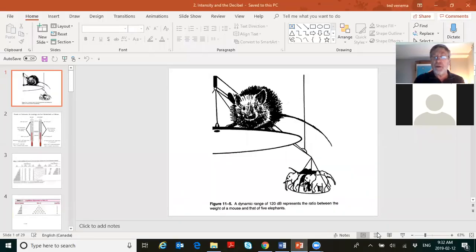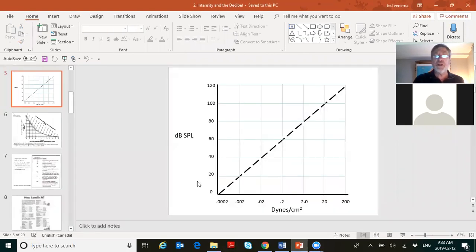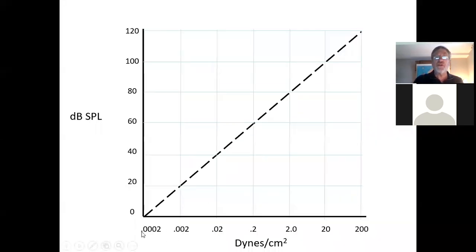So without any further ado, let's just look at a picture here and share screen and look at the PowerPoint here, and we'll move to that particular slide. There it is. So we said, okay, let's call 0.0002 dynes per centimeter squared, we'll call that 0 dBSPL. And if it's 0.002, we'll call that 20. And if it's 0.02, we'll call that 40. So every time you increase the pressure by a factor of 10, you go up 20 dB.